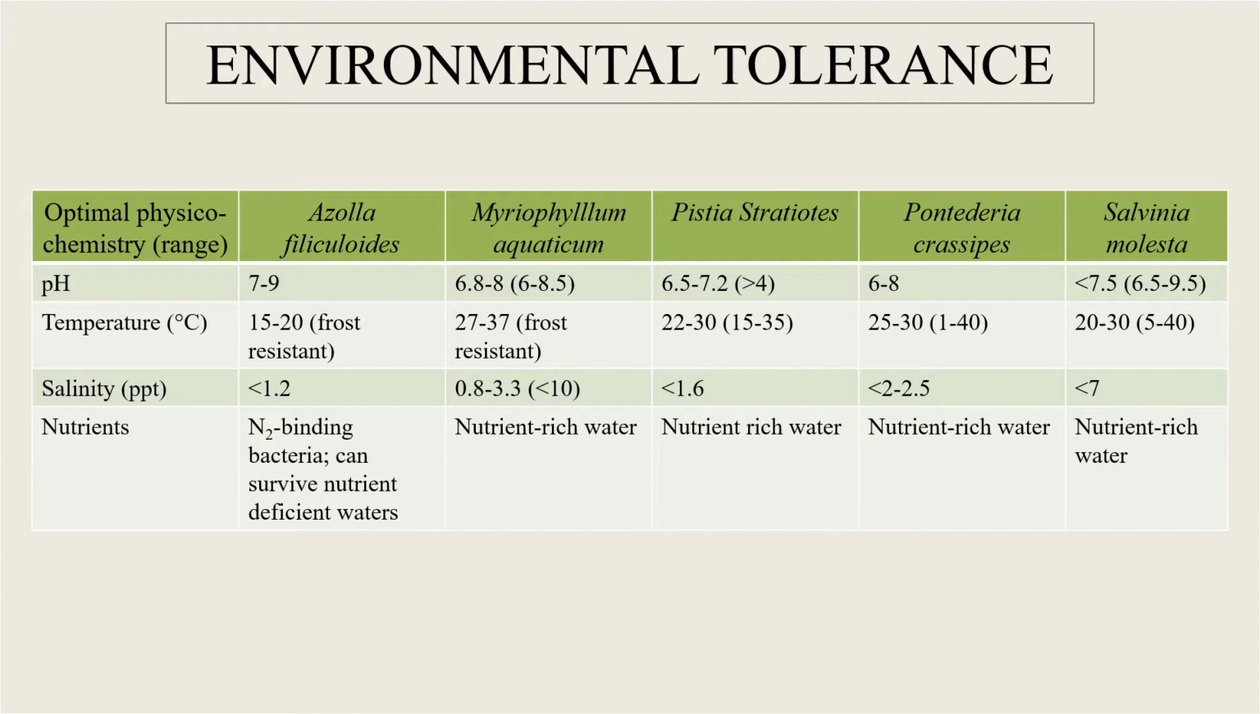The most limiting physicochemical parameter is salinity. The Big Bad Five are all oligohaline species, preferring fresh water, which is perhaps why there is a lack of information on the distribution of these plants in estuaries.